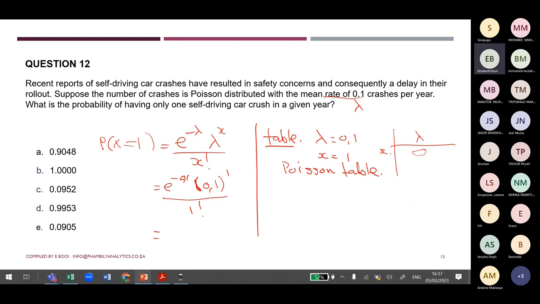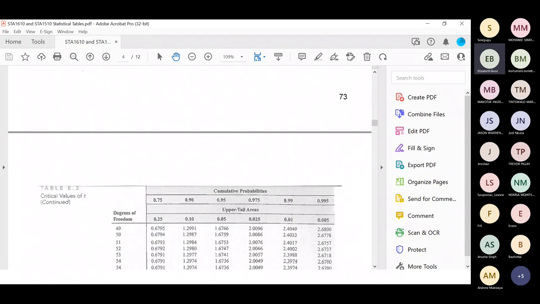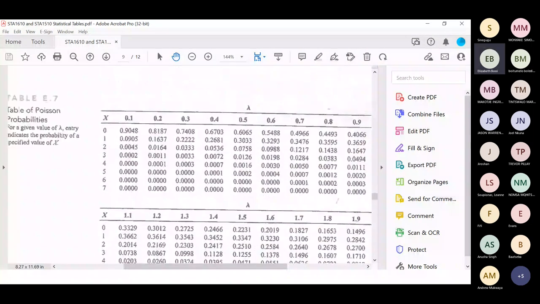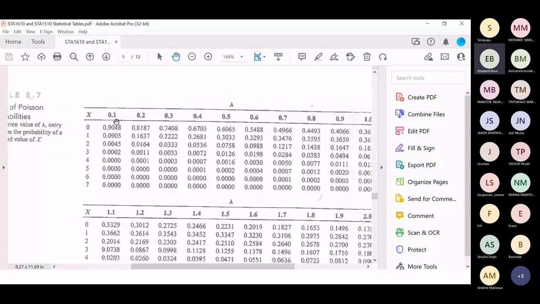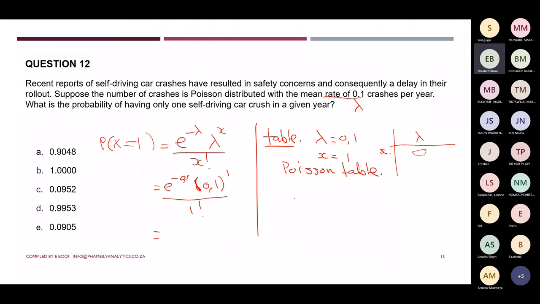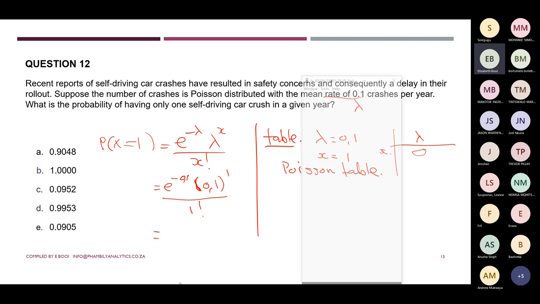Those who are going to the table, remember to go and look for the Poisson table. The Poisson table is broken down into different Poissons. So you're looking for 0.1, that value, and we're looking for X. So the answer is 0.0905. Easy, right? Because it's on the Poisson probability table. 0.1, and the answer is 0.09. Found that? Let's use the calculator.